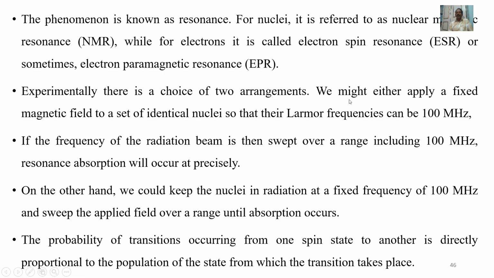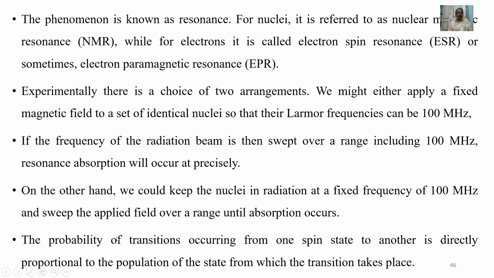We might either apply a fixed magnetic field to a set of identical nuclei so that their Larmor frequencies are 100 MHz. If the frequency of the radiation beam is then swept over a range including 100 MHz, resonance absorption will occur precisely. On the other hand, we could keep the nuclei in radiation at a fixed frequency of 100 MHz and sweep the applied field over a range until absorption occurs.